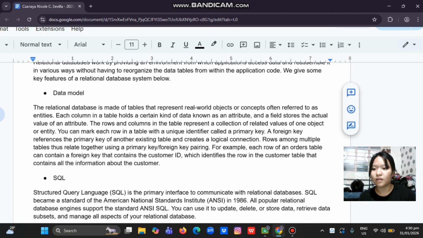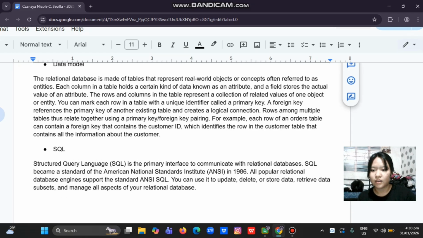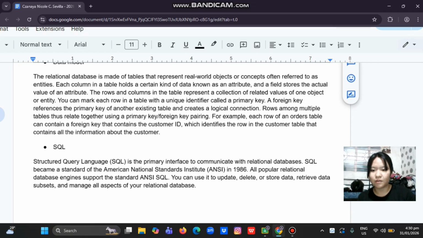First, data model. The relational database is made of tables that represent real-world objects or concepts, often referred to as entities. Each column in a table holds a certain kind of data known as an attribute, and a field stores the actual value of an attribute. The rows and columns in the table represent a collection of related values of one object or entity.